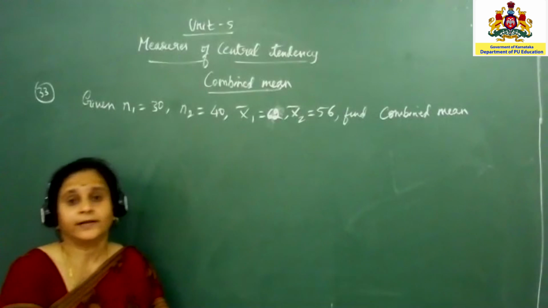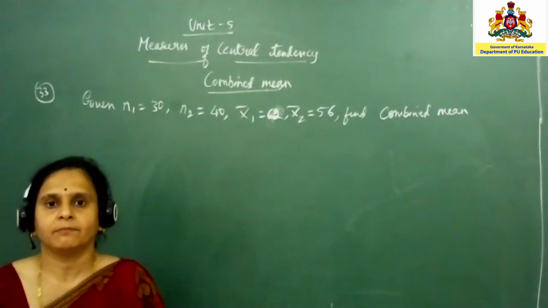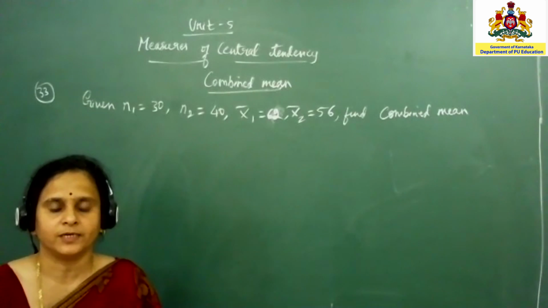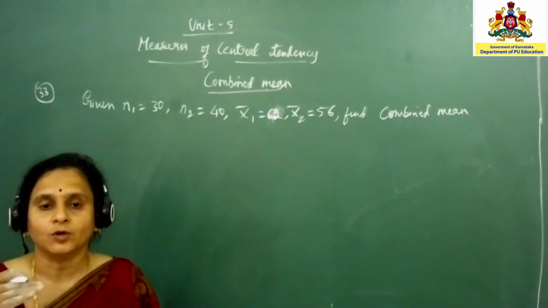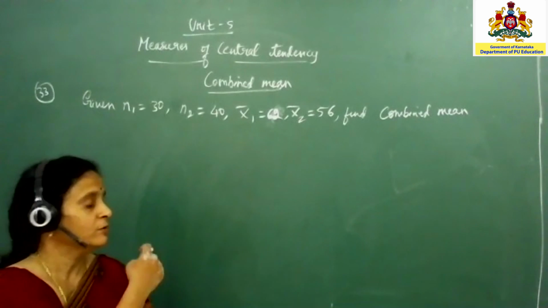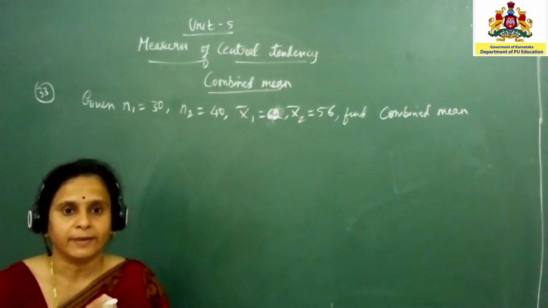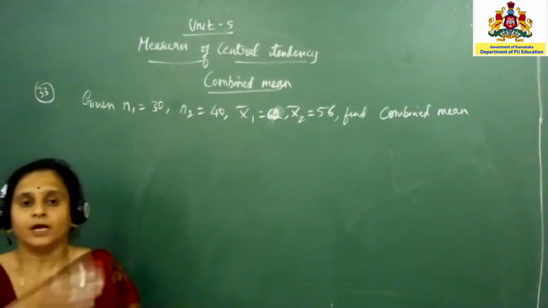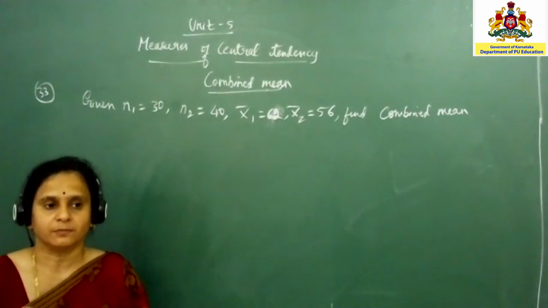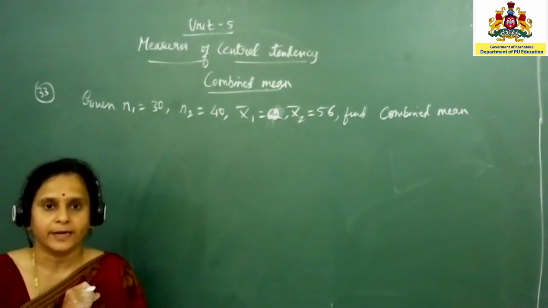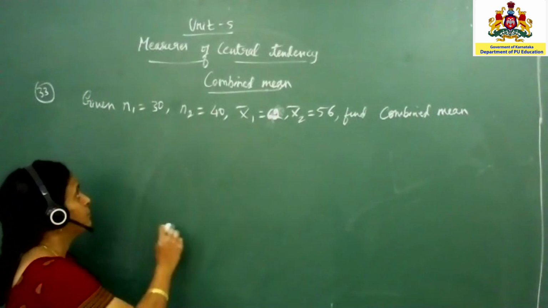So let me move on to the next concept, that is combined mean, or combined arithmetic mean, as we call it. We already discussed this in the earlier classes in the properties of arithmetic mean. The third property was based on the combined arithmetic mean. Whenever we have two or more groups and want to combine them and get the arithmetic mean, we use the combined arithmetic mean. You can just see one problem here.